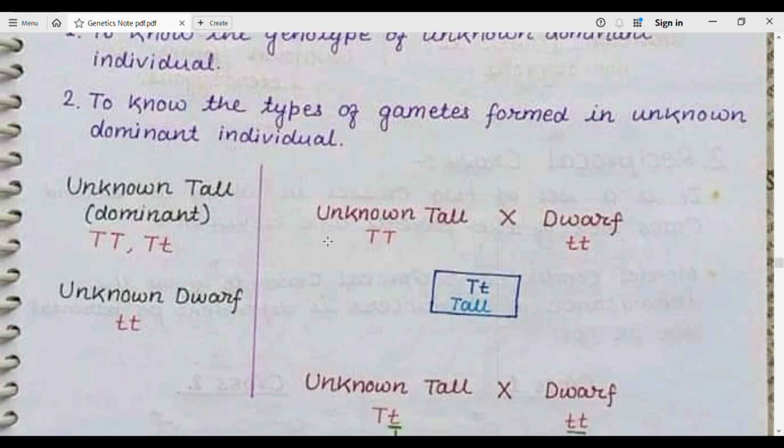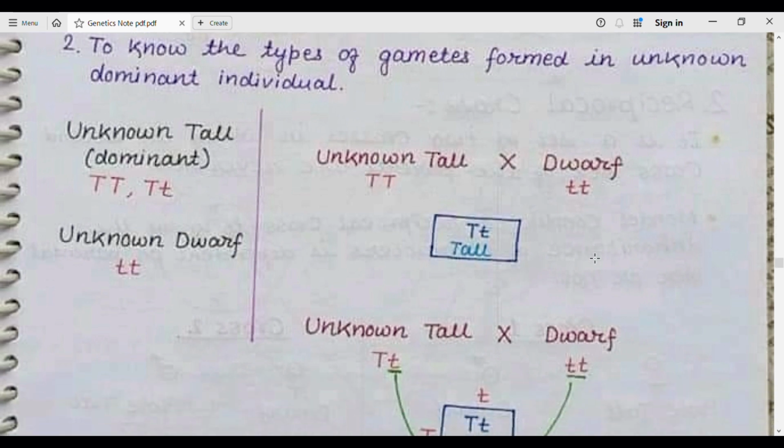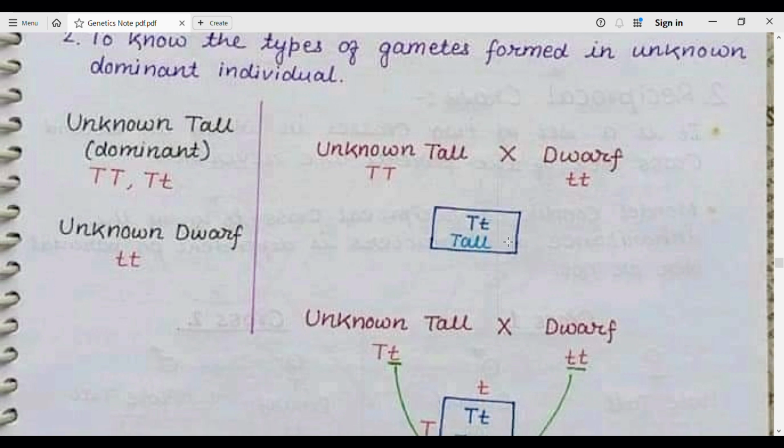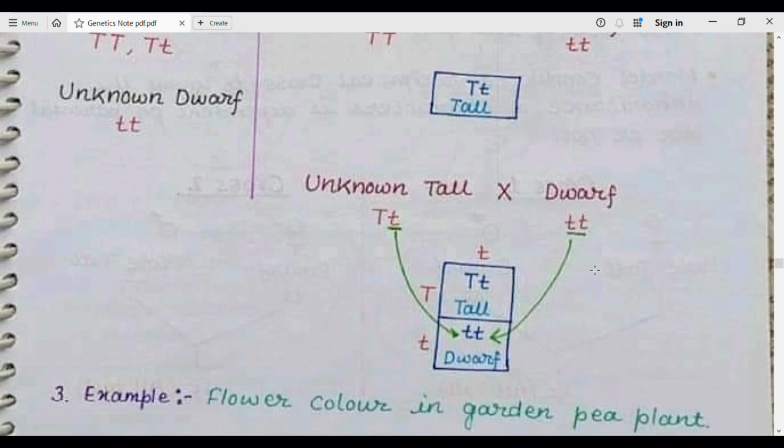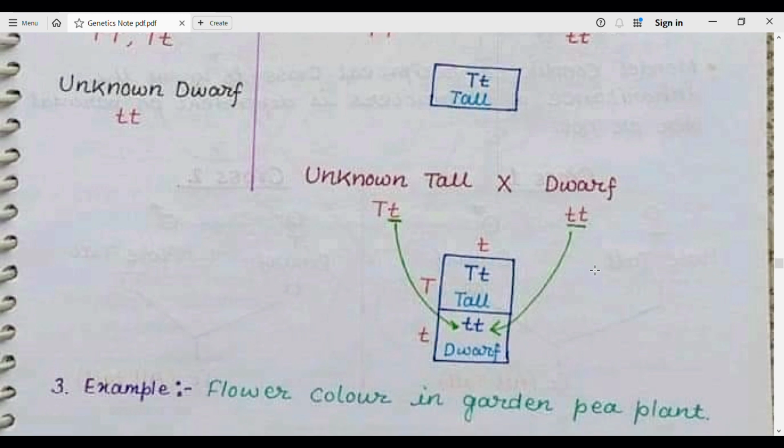So, an unknown tall dominant plant, which may be either homozygous or heterozygous, is crossed with a dwarf plant. If the unknown tall is heterozygous, it is crossed with the homozygous recessive parent, then heterozygous tall as well as homozygous dwarf will be produced.